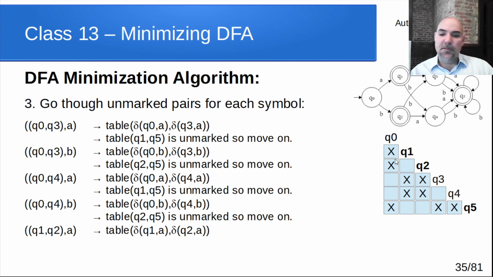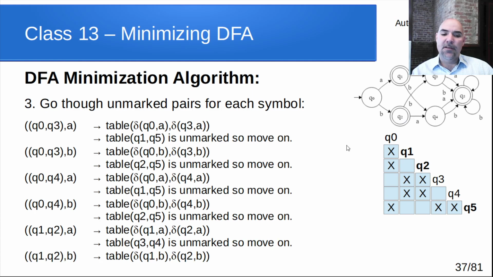Now we're up to this one right here, 1 and 2. So 1, 2 on an A. So 1 on an A goes to 3. 2 on an A goes to 4. So we now have 3, 4. 3, 4 is unmarked, so we move on.